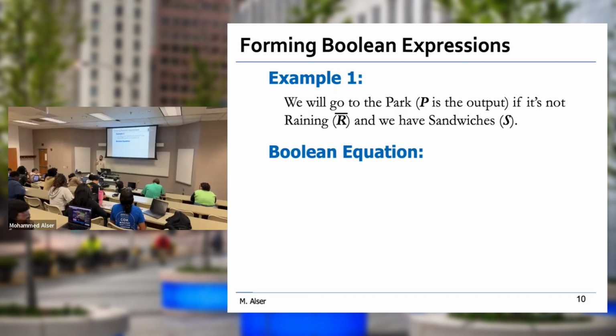But we will try it in 2 methods. The first one, we'll try to build it using those sums or those forms, right? And then the second method, we'll try to logically look at the question and try to extract the equation. Okay? Without doing any truth table. We'll see that. We will go to the park, P is the output, if it is not raining, and we have sandwiches. So what is the input? What is the output?